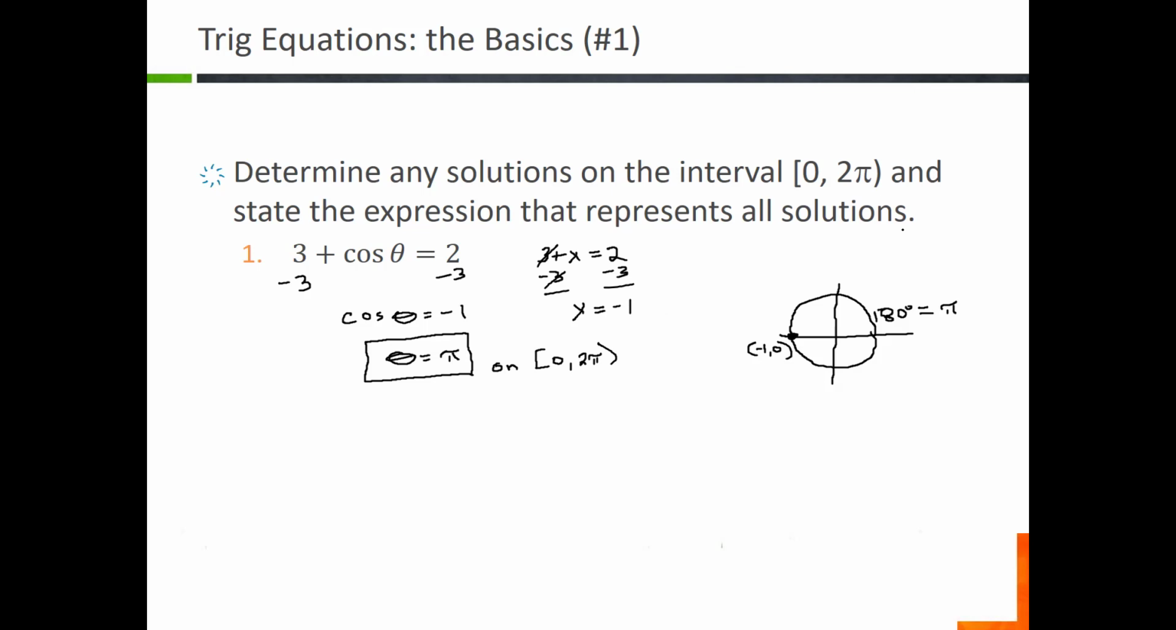Okay, so that's the first part of our problem. We wanted to figure out that solution. The second part is we want to state the expression that represents all solutions. If you remember on the previous slide, we talked about how we could add an additional expression, and for sine and cosine we're going to do plus 2 pi k. So what our answer would look like, again, it's really easy. We're just going to put that 2 pi k on the end. So we're going to have the original pi plus 2 pi k.